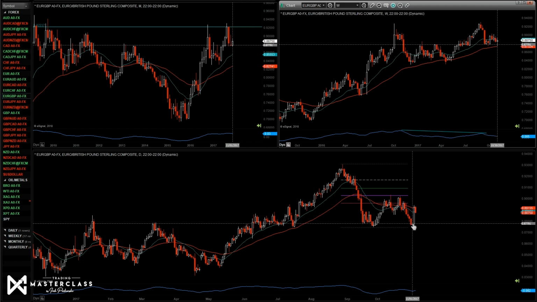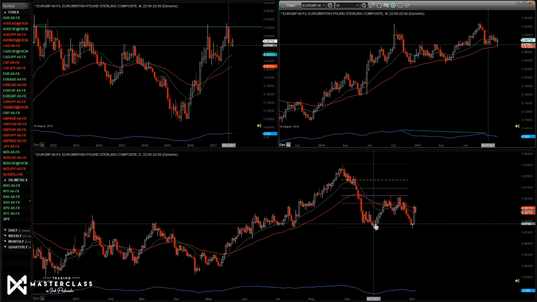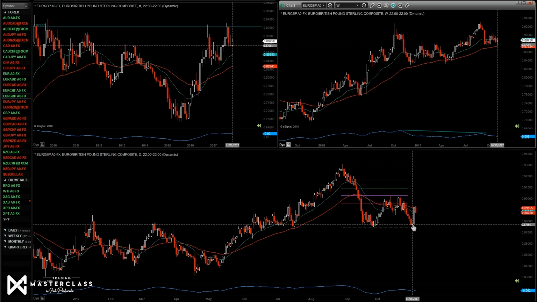So now when we look at the daily chart, it makes sense then for me to target the daily previous low right here. Okay? And that lines up pretty well with the weekly 50 EMA, a little bit above, right? So that would be my target.